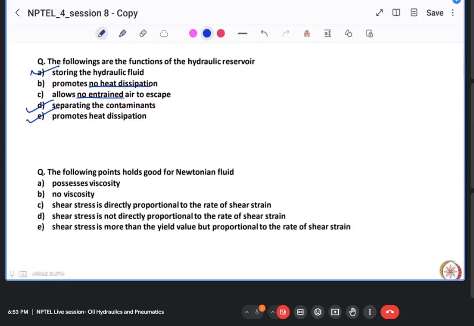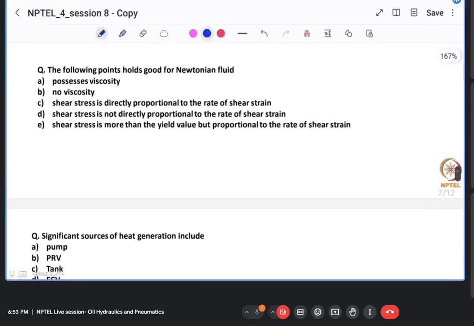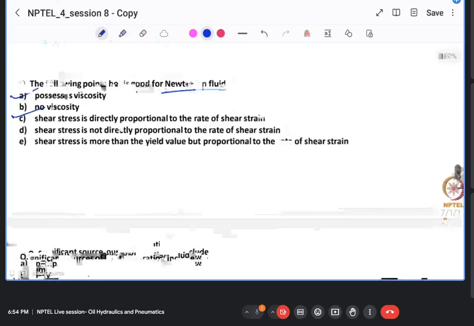Those are the correct answers. The following points hold good for Newtonian fluid. Again, it's a basic fluid mechanics question. Possesses viscosity, no viscosity. Shear stress is directly proportional to the rate of shear strain. Shear stress is not directly proportional to the rate of shear strain. Shear stress is more than the yield value, but proportional to the rate of shear strain. So the answer is quite obvious. It possesses viscosity, and shear stress is directly proportional to the rate of shear strain.